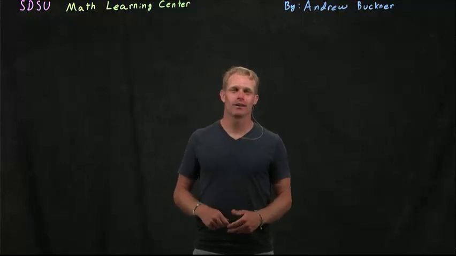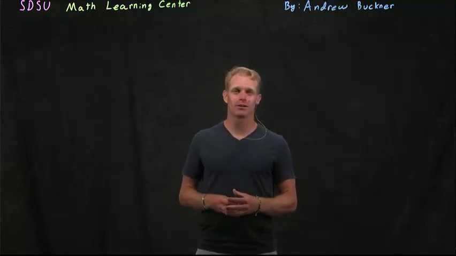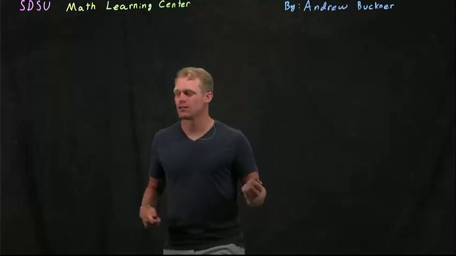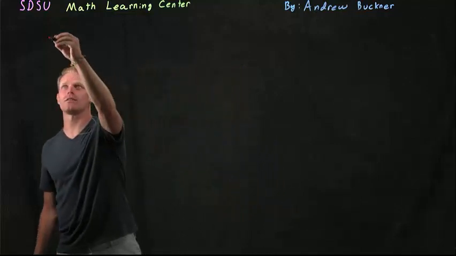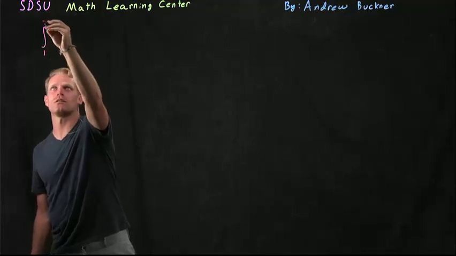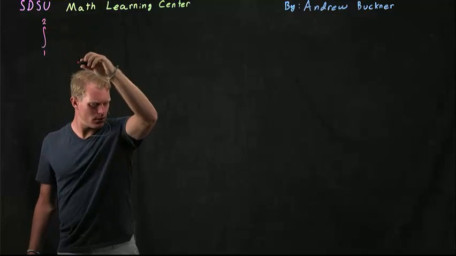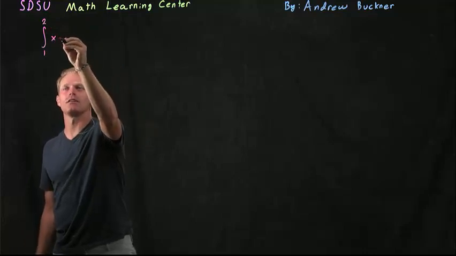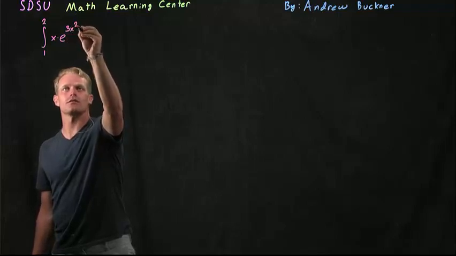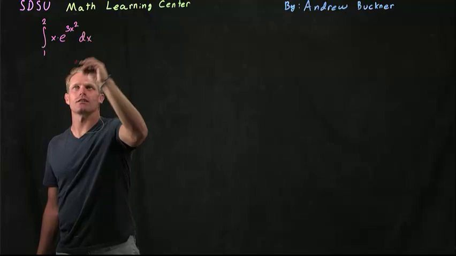Hey guys, welcome back. I'm Andrew, and today we're going to be going over some u substitution to solve the definite integral. So we have here the integral from the lower bound of 1 to the upper bound of 2 of x e to the 3x squared dx.